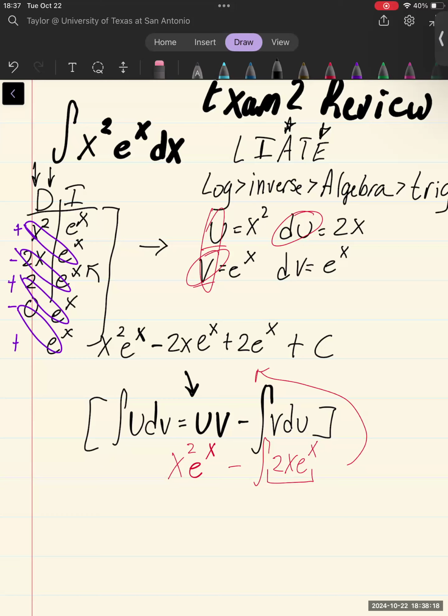In what situations would the tabular method not work? Let me see real quick. I did one yesterday.